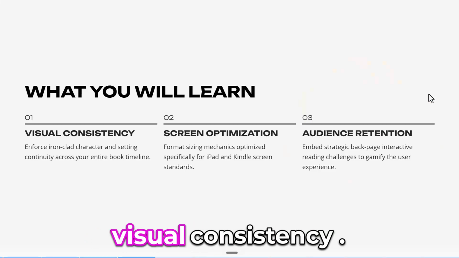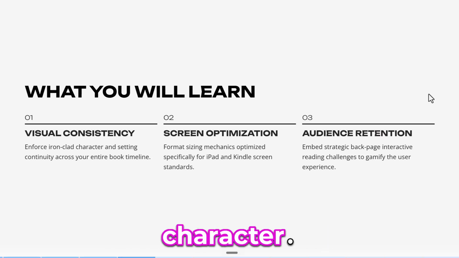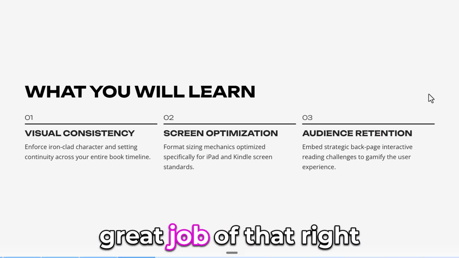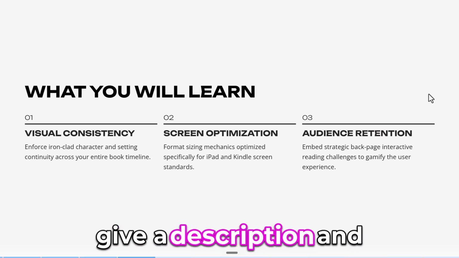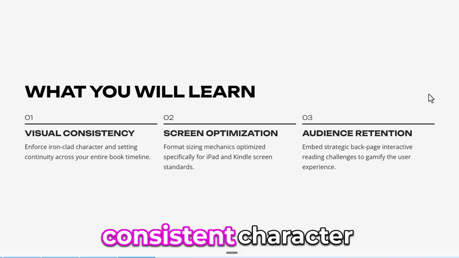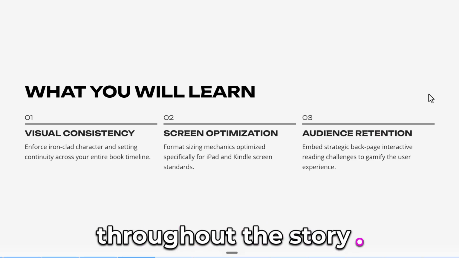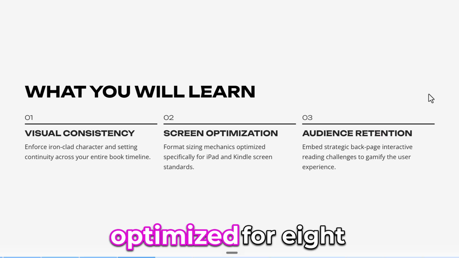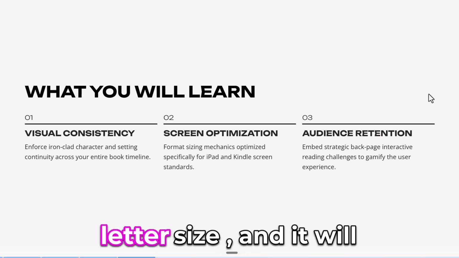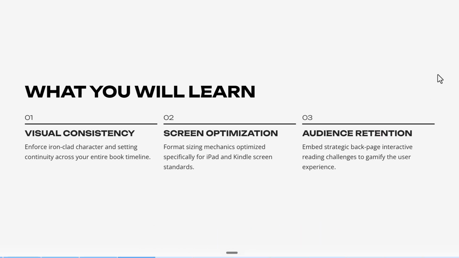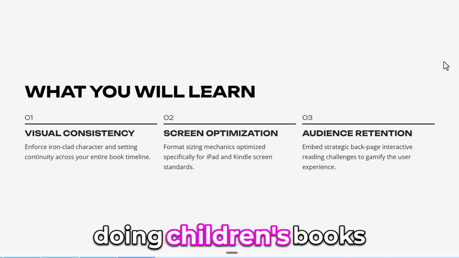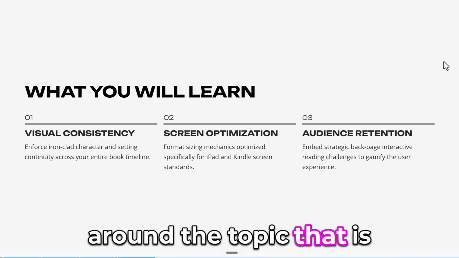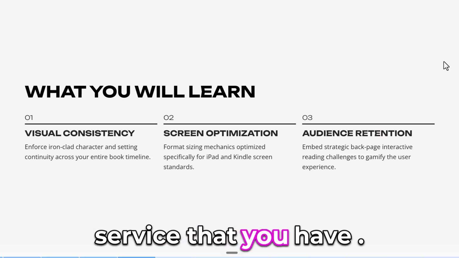So we're going to learn visual consistency, how to get the same character. The software does a great job of that right now. But if you put in custom instructions, give a description and say, use this as a consistent character throughout the story. Format sizing is going to be automatically optimized for 8.5 by 11 letter size, and it will work perfect in an EPUB or a PDF. This is great for audience retention, especially if you're doing children's books around a topic that is related to a product or service that you have.